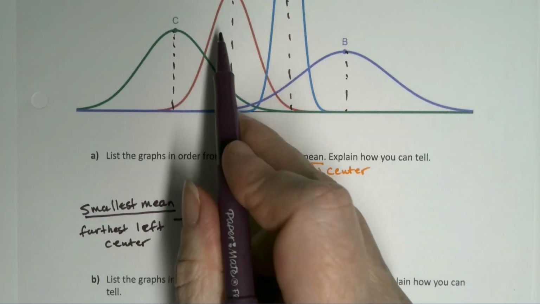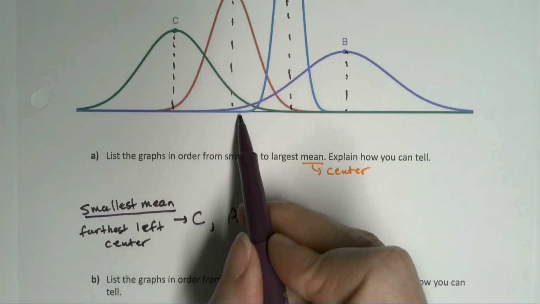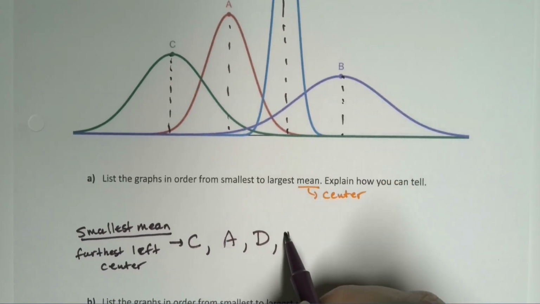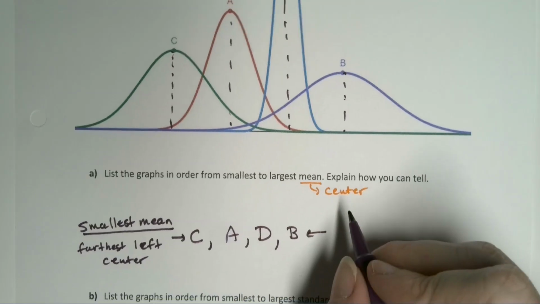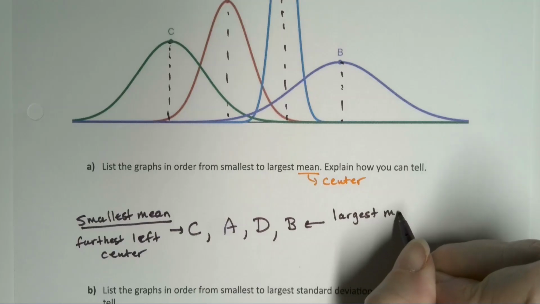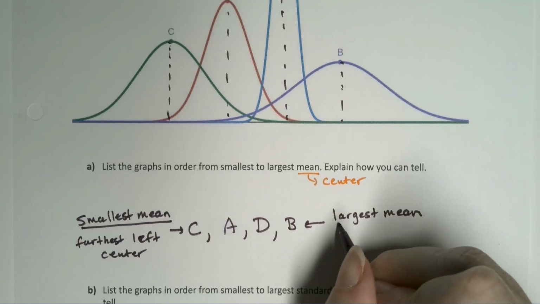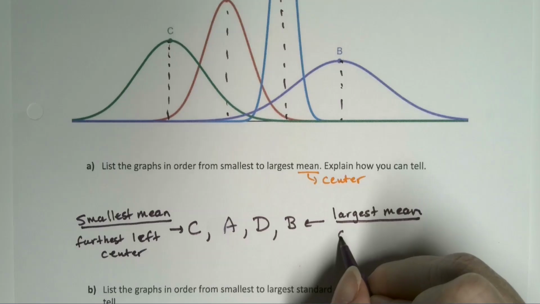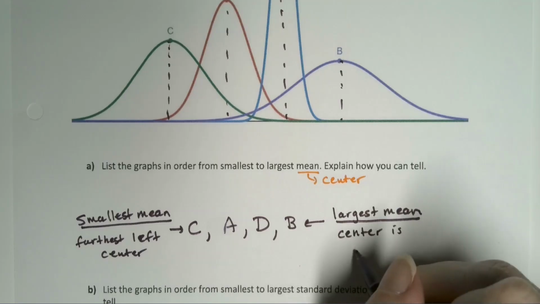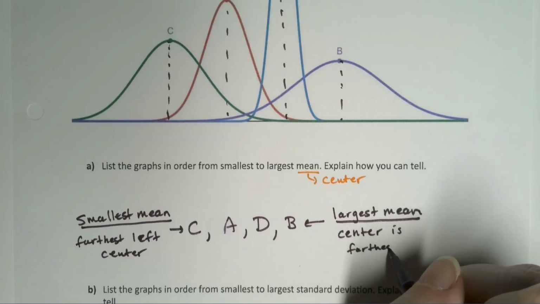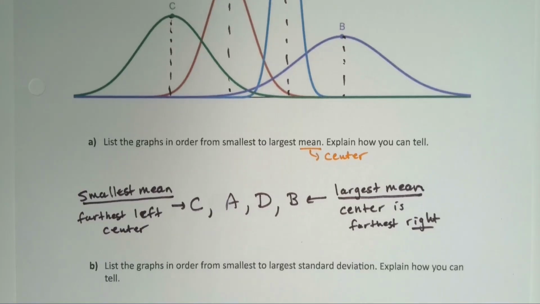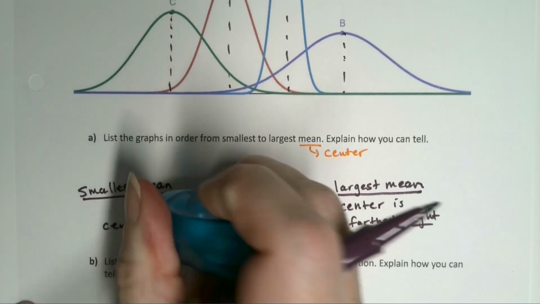And then we would go in order. A would be the next one on the number line, then D, and then B would be the last one. And B is the last one because it has the largest mean, and you can tell because it's farthest to the right. I'll put this the other way: center is farthest right. And actually, I'll write this other one the same way, just so that they match.